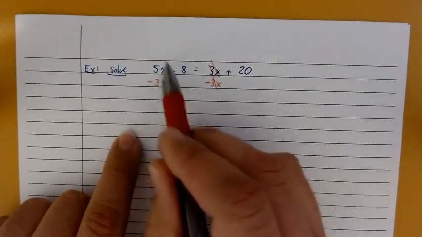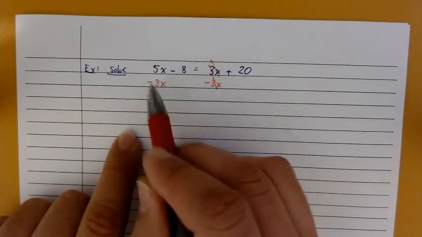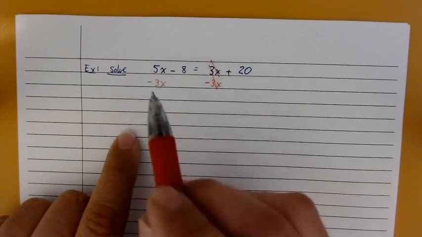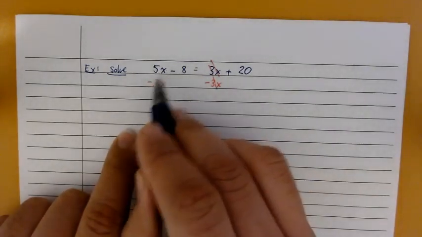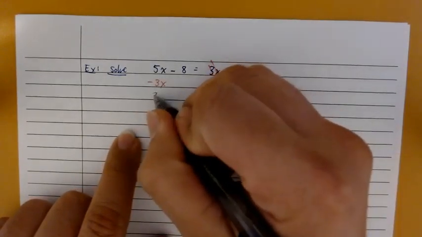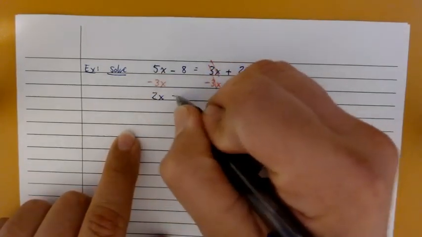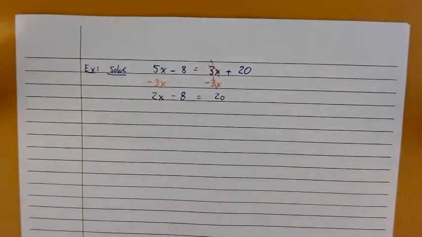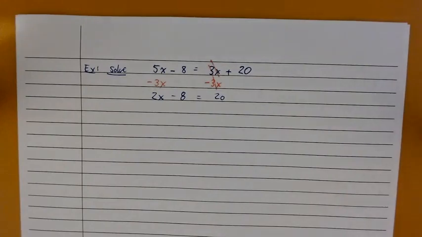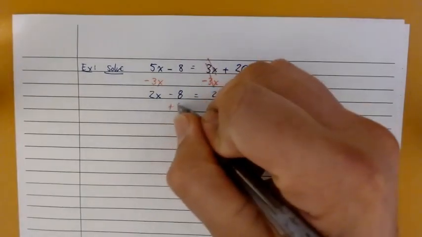Hey, but now, since both of these are on the same side, that means they're part of the same expression, now I can combine them. Okay, so let's combine them. 5x and minus 3x will give me 2x. 5 minus 3. And now, that looks just like the problems we've been doing. So let's go ahead and add our 8 to both sides.